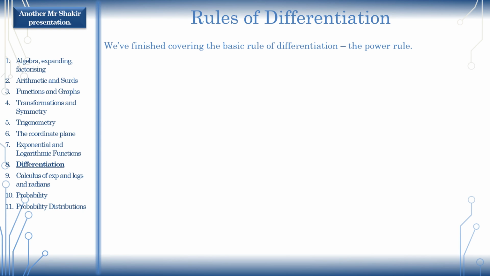So we finished covering the basic rule of differentiation, which is called the power rule. And just in case you've forgotten, the power rule refers to: if y equals x to the n, then y prime, y dash, is equal to nx to the n minus 1.